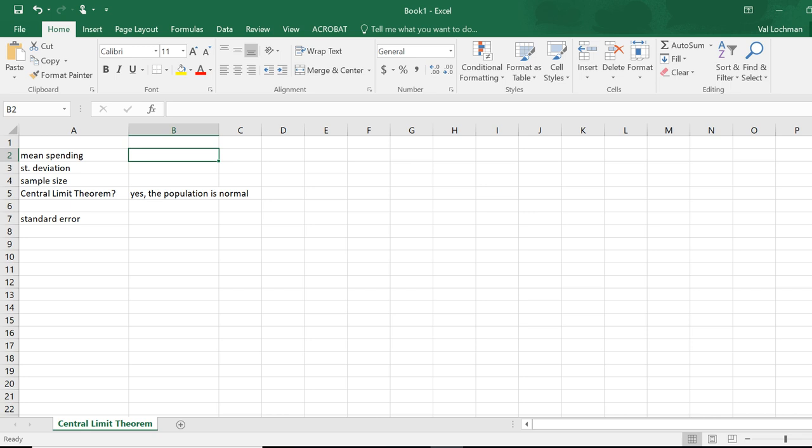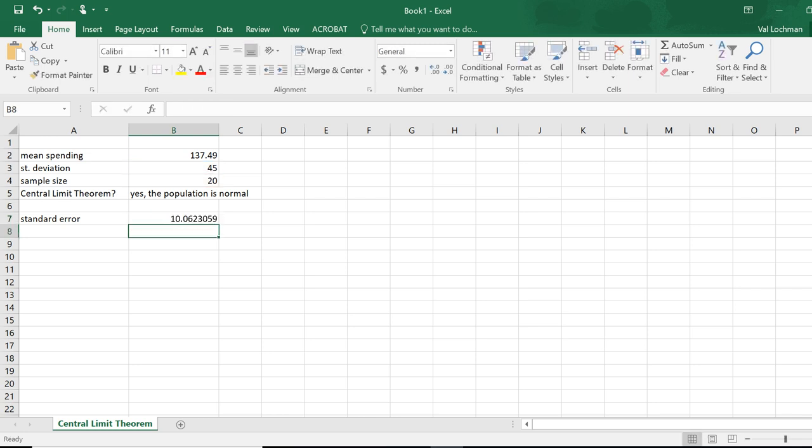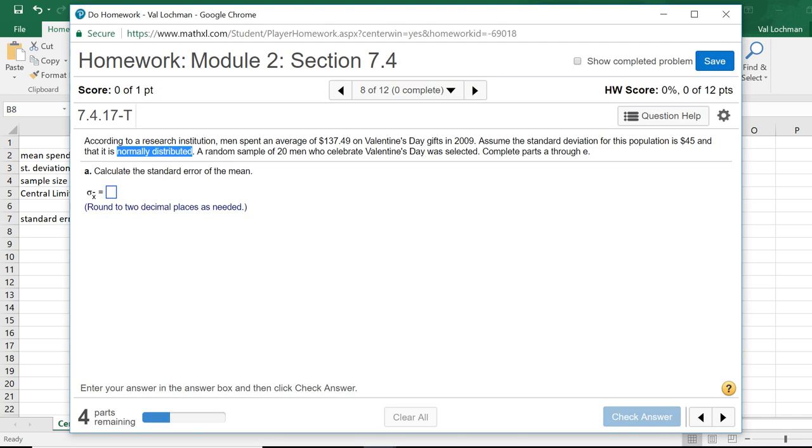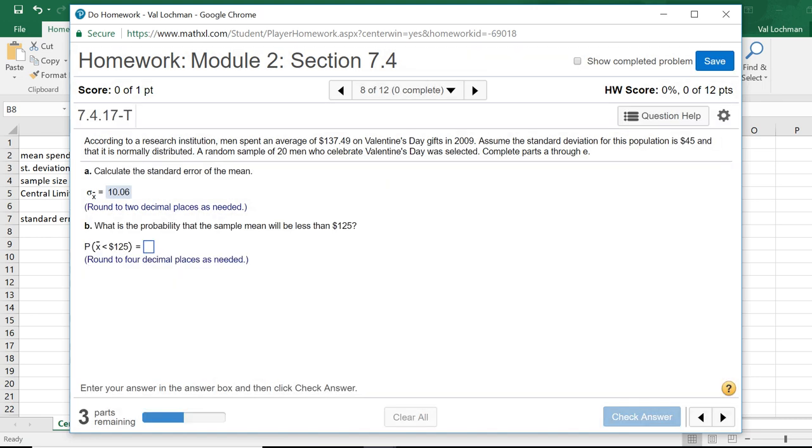Okay, so what is the standard error? Let's fill this out. Mean spending, 137.49. The standard deviation, that's our sigma, is $45. Sample size is 20. That's not large enough, right? But it doesn't matter because the population is normal, so we can apply the central limit theorem. So what is the standard error? That is the standard deviation divided by the square root of sample size. So $10.06. Let's see, round to 2 decimal places. $10.06. That's right.